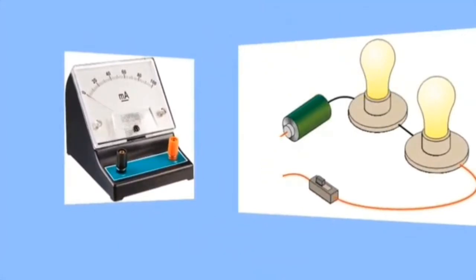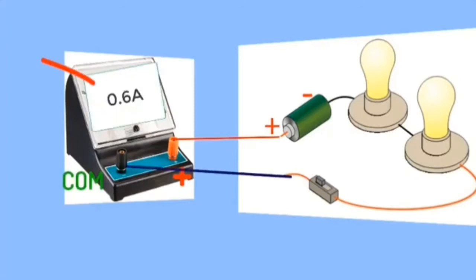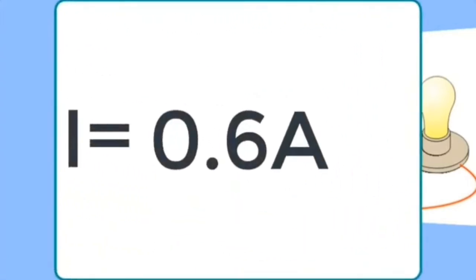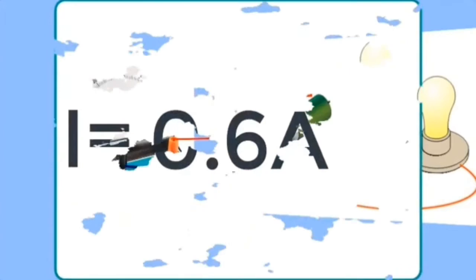Cut the wire and connect the ammeter in series. But take into consideration that you have to connect the positive terminal of the ammeter to the positive pole of the dry cell and COM to the negative pole of the dry cell to give a positive reading. The intensity of the current is 0.6 ampere.